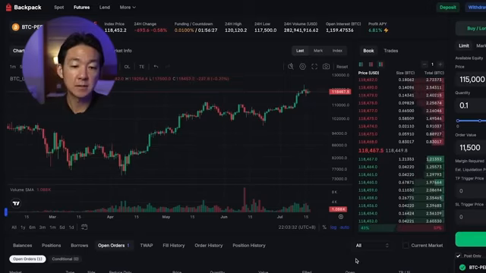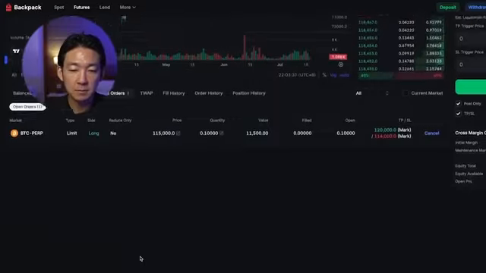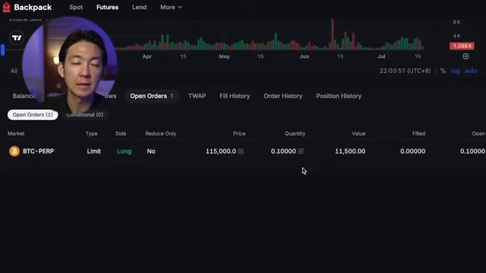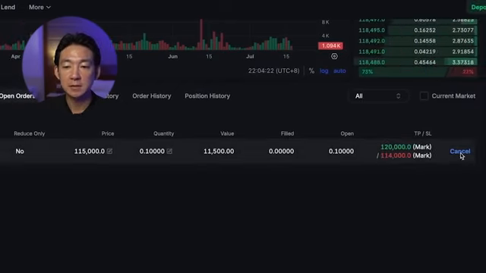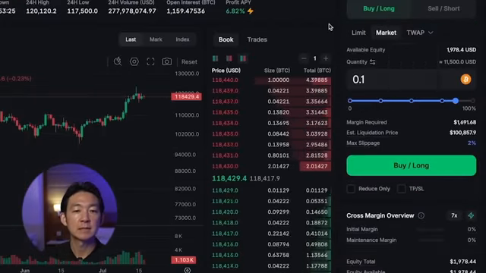So this order is not filled yet, so I can check here, open orders, go down below, and BTC perp, limit order, it's a buy long order, and my buying price is 115,000, and quantity is 0.1 Bitcoin. And your take profit and stop loss order is going to show up here. And if you want to cancel it, you can just click cancel. Boom.